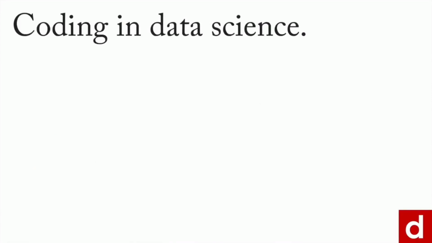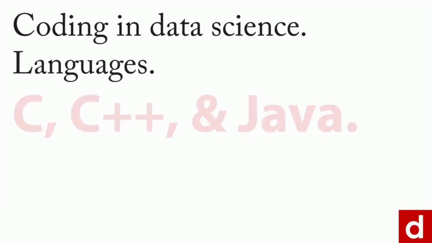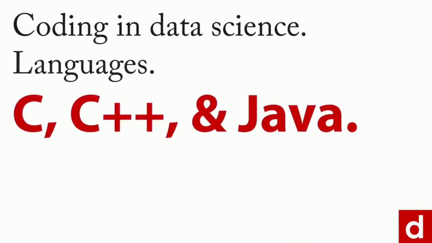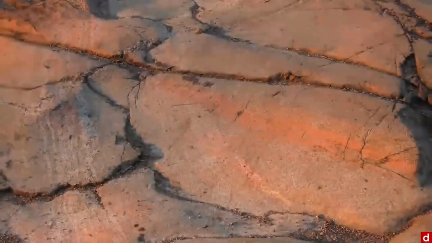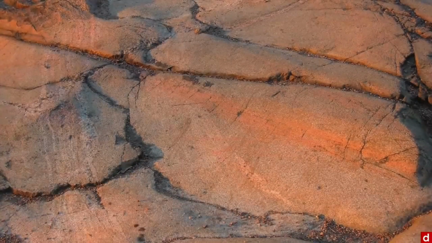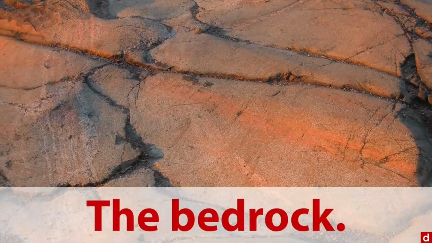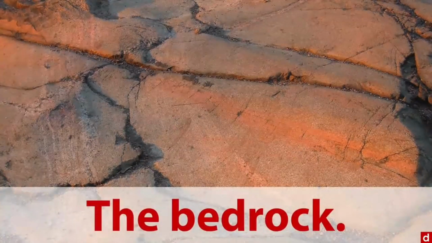When you talk about coding in any field, one of the languages or one of the groups of languages that come up most often are C, C++, and Java. Now, these are extremely powerful applications and very frequently used for professional production level coding. In data science, the place where you're going to see these languages most often is in the bedrock, the absolute fundamental layer that makes the rest of data science possible.